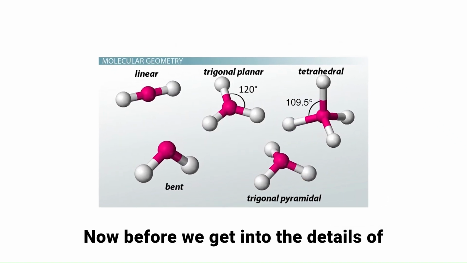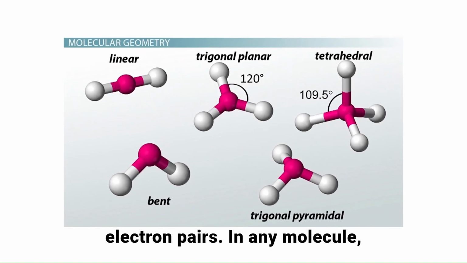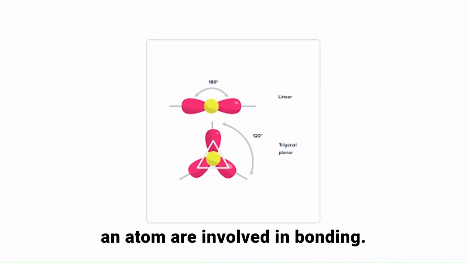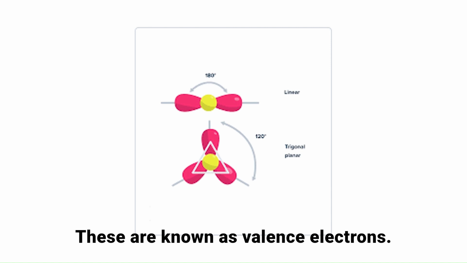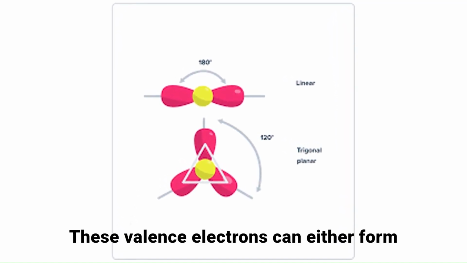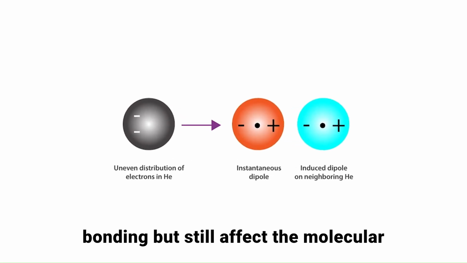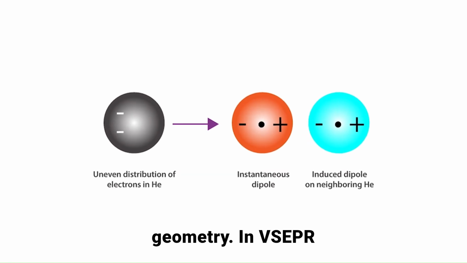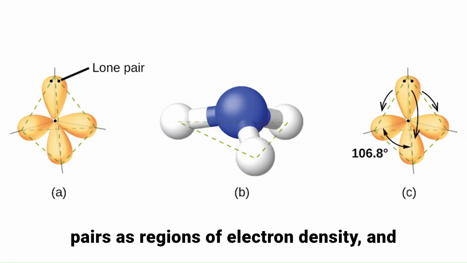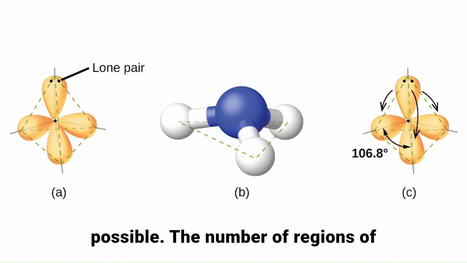Now, before we get into the details of VSEPR, let's quickly remind ourselves of electron pairs. In any molecule, the electrons in the outermost shell of an atom are involved in bonding. These are known as valence electrons. These valence electrons can either form bonds with other atoms or remain as lone pairs, meaning they are not involved in bonding but still affect the molecular geometry. In VSEPR theory, we treat bonding pairs and lone pairs as regions of electron density, and these regions want to be as far apart as possible.